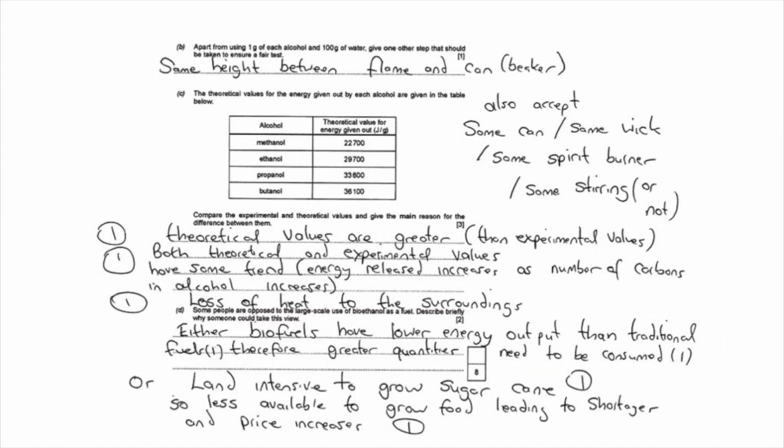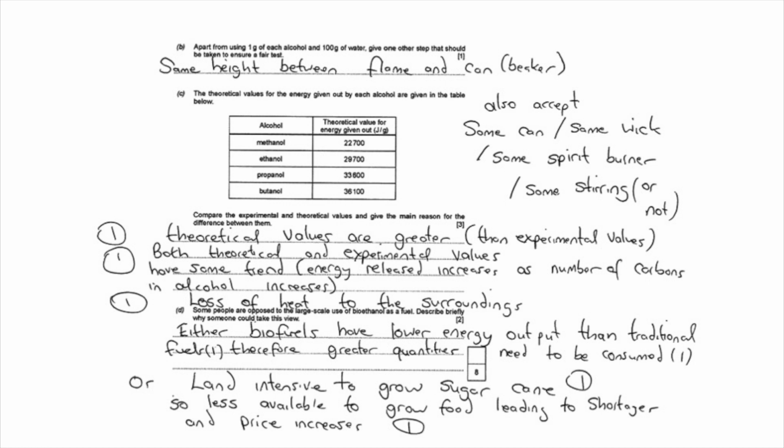So question 2B is saying apart from using 1 gram of each alcohol and 100 grams of water, give one other step that should be taken to ensure a fair test. So the examiner will accept the following: the same height between the flame and the can, the same wick, the same spirit burner, the same amount of stirring or not stirring. So those would get you a mark.